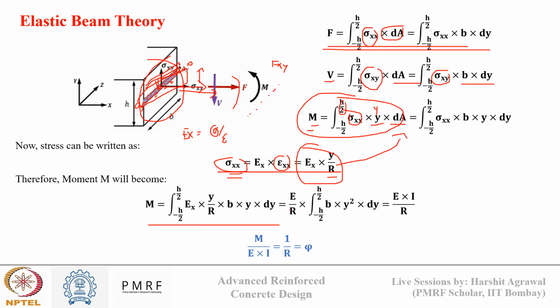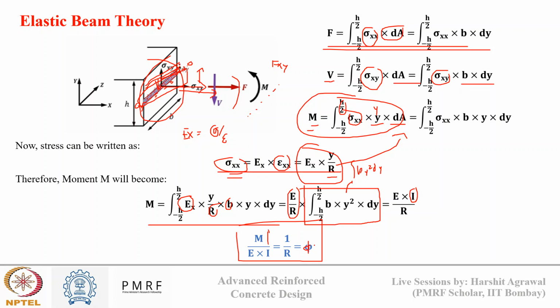Upon simplifying, E is not changing, R is not changing, b is not changing. So if we take E and R out and keep this expression inside, it is what is known as the moment of inertia. The integral of b y squared dy over the entire cross section is what is known as the inertia of the element. So we get E times I upon R, and that's how we get this relationship: M upon EI is equal to 1 by R, which is equal to phi. This is how moment and curvature are related.